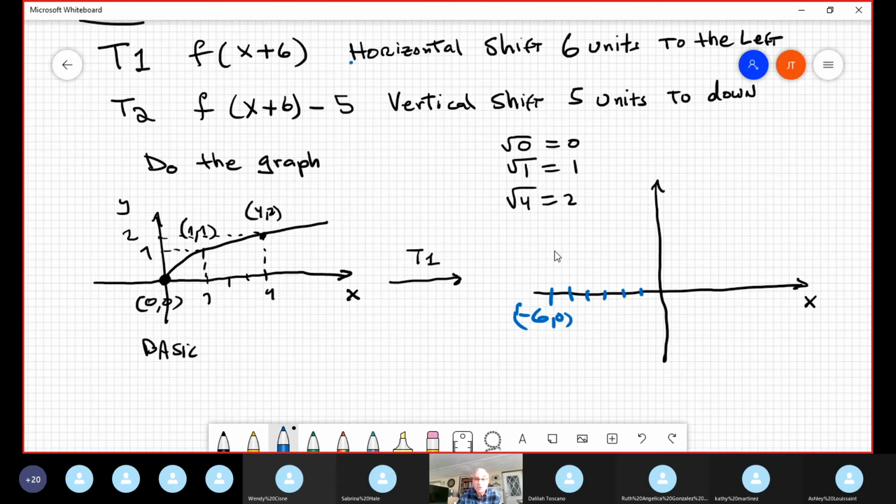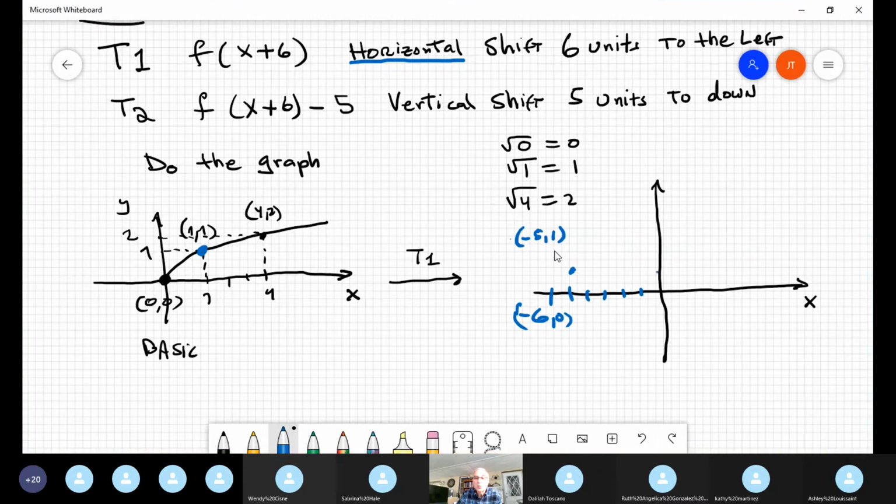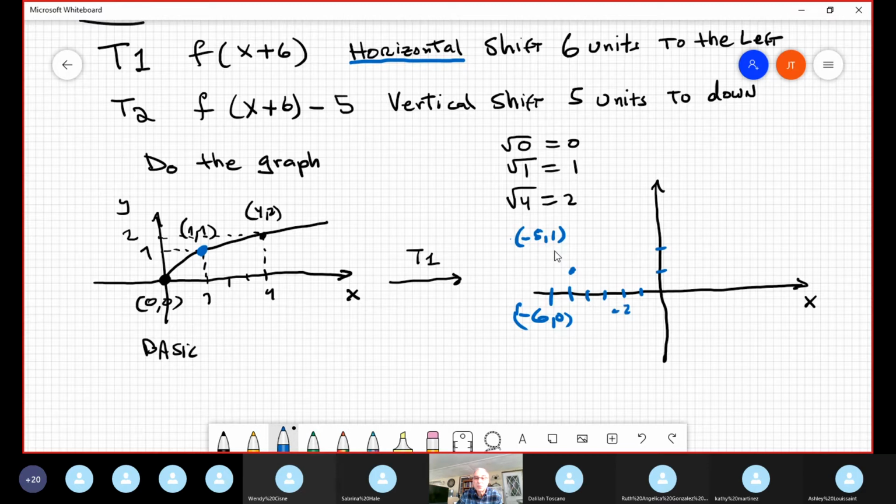But it's horizontal. Horizontal means x component. So x component 0 minus 6 is minus 6, and 0 stays the same. The y component doesn't change. Likewise, that point is negative 5, 1. Negative 5, 1. And this is negative 2, 2. This point is negative 2, 2.